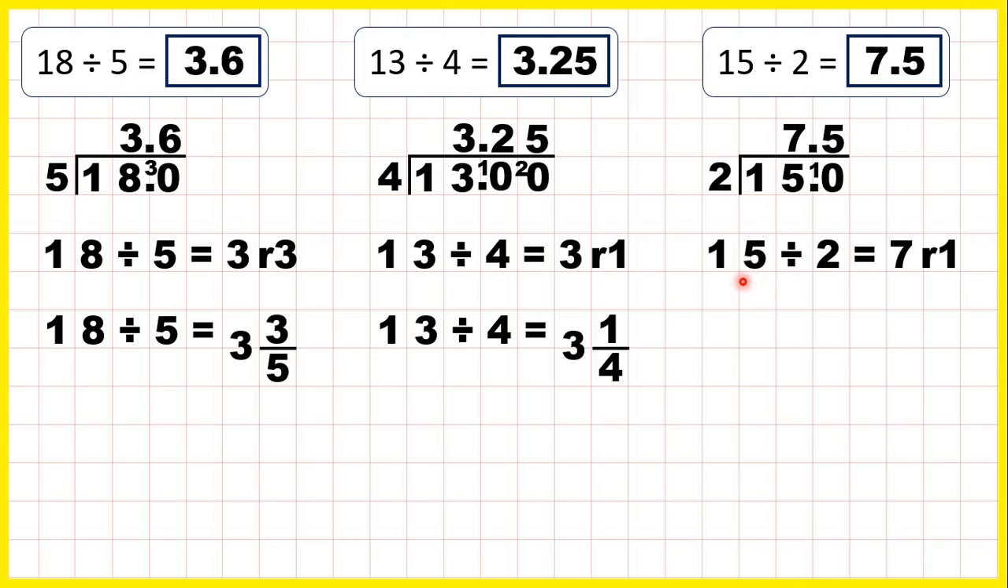So we know that 15 divided by 2 is 7 remainder 1, and to get that as a decimal we extended with a point 0 and wrote our remainder in front of our tenths. It also makes sense if you know that 15 divided by 2 is 7 and 1/2 as a fraction, because 1/2 is the same as 5/10.